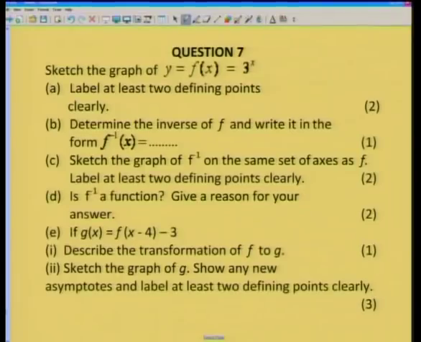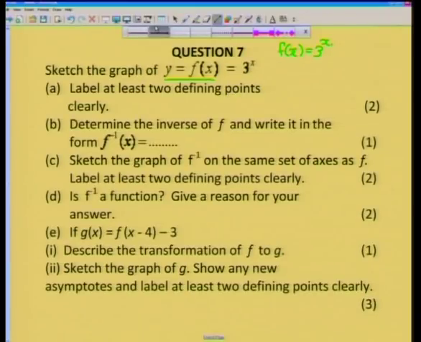Right, it says, sketch the graph of y equals f of x equals 3 to the x. Now, I must be honest and say that I'm not wild about this kind of notation. I personally would rather have called it f of x equals 3 to the x. Now, that is a straightforward graph that we drew last year, so let's quickly knock it up.